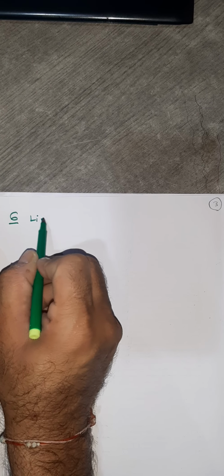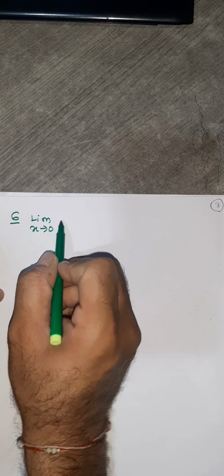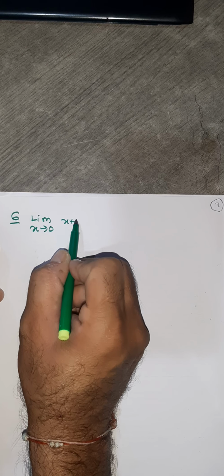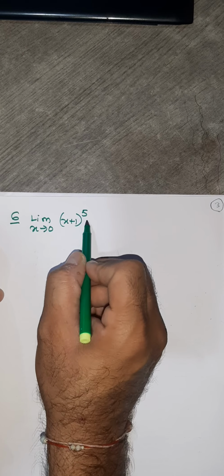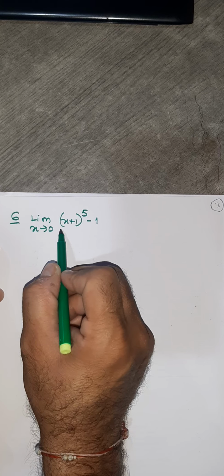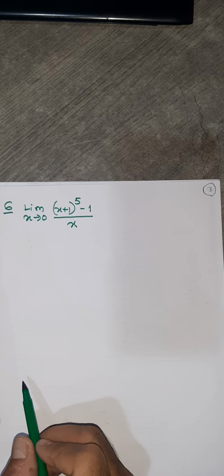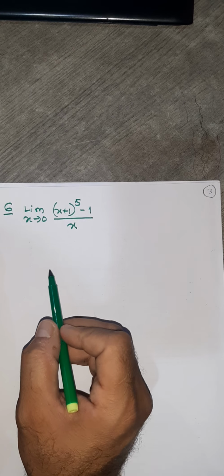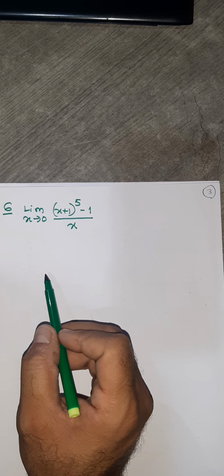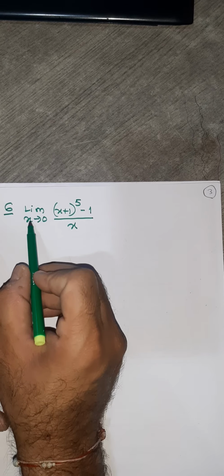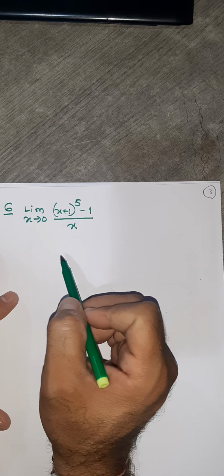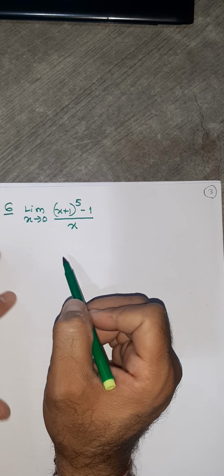Question number 6 here. Sixth question. Limit x tends to 0, we have (x plus 1) the whole raised to 5 minus 1. So you must realize now which formula should be used. You have power here, remember. And secondly, if you apply the limit, you'll get 0 directly. So directly limit should not be applied.